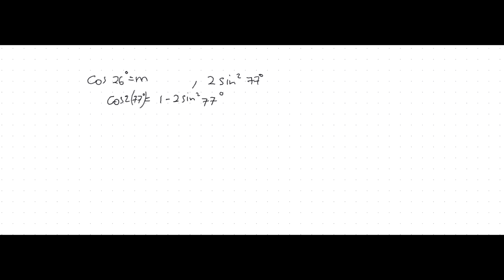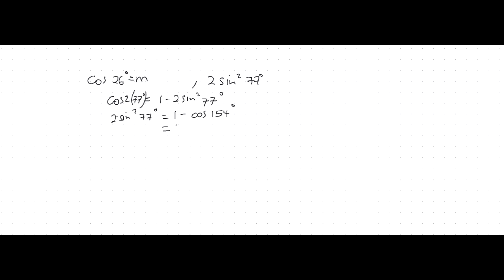So I'll have 2 sine squared 77 degrees is equal to 1 minus, take this one to the other side, cos of 2 times 77, which is 154 degrees. Now since I find myself having this, what I can do is simplify, because the left side is what I'm looking for. There's no need to simplify the left-hand side. I need to try and simplify the right-hand side.